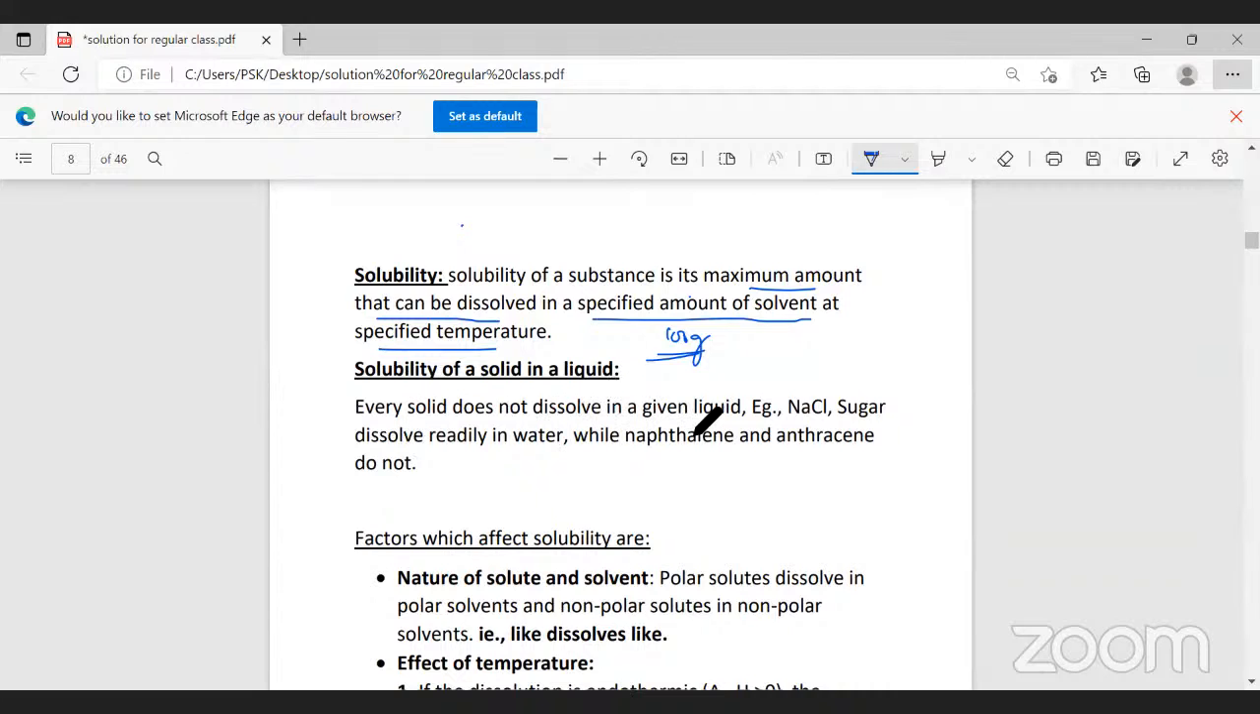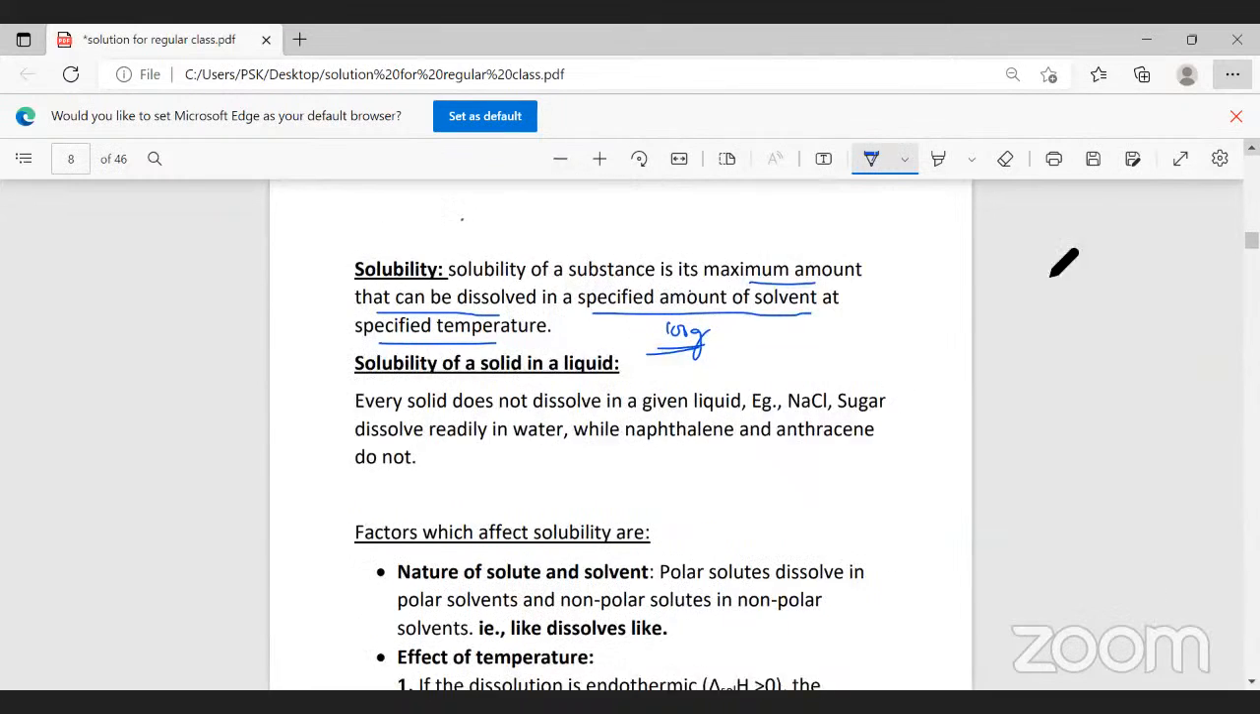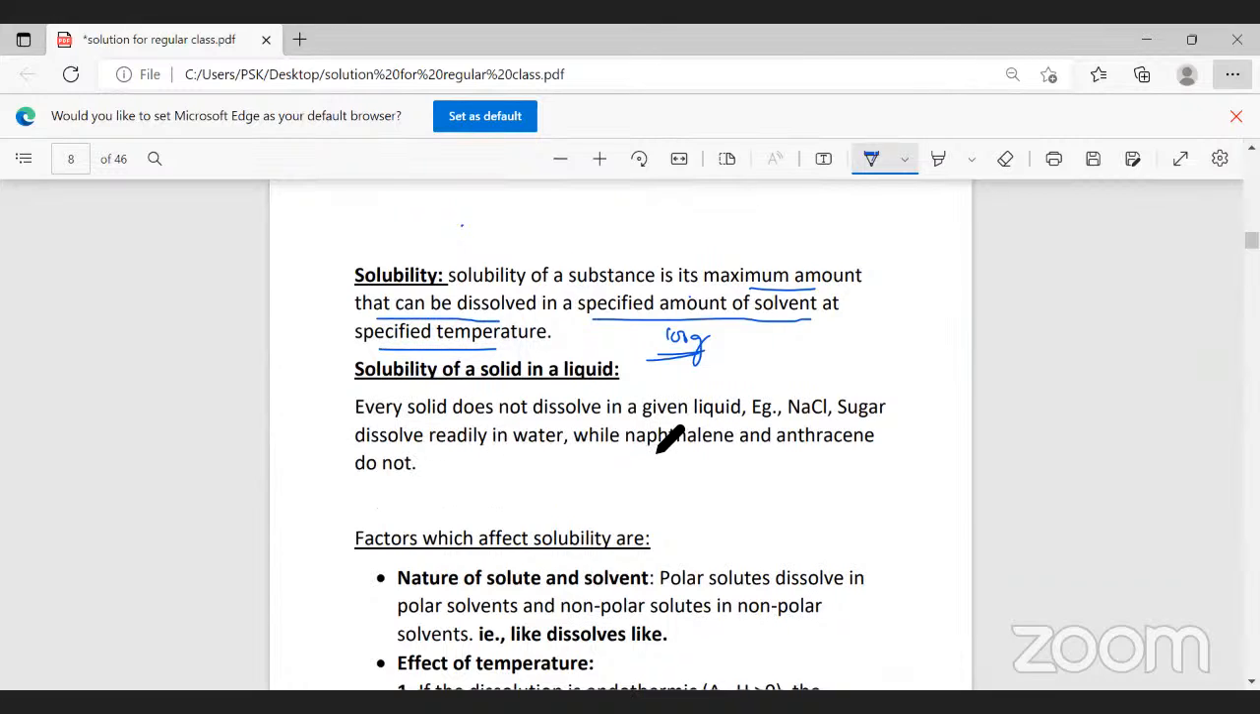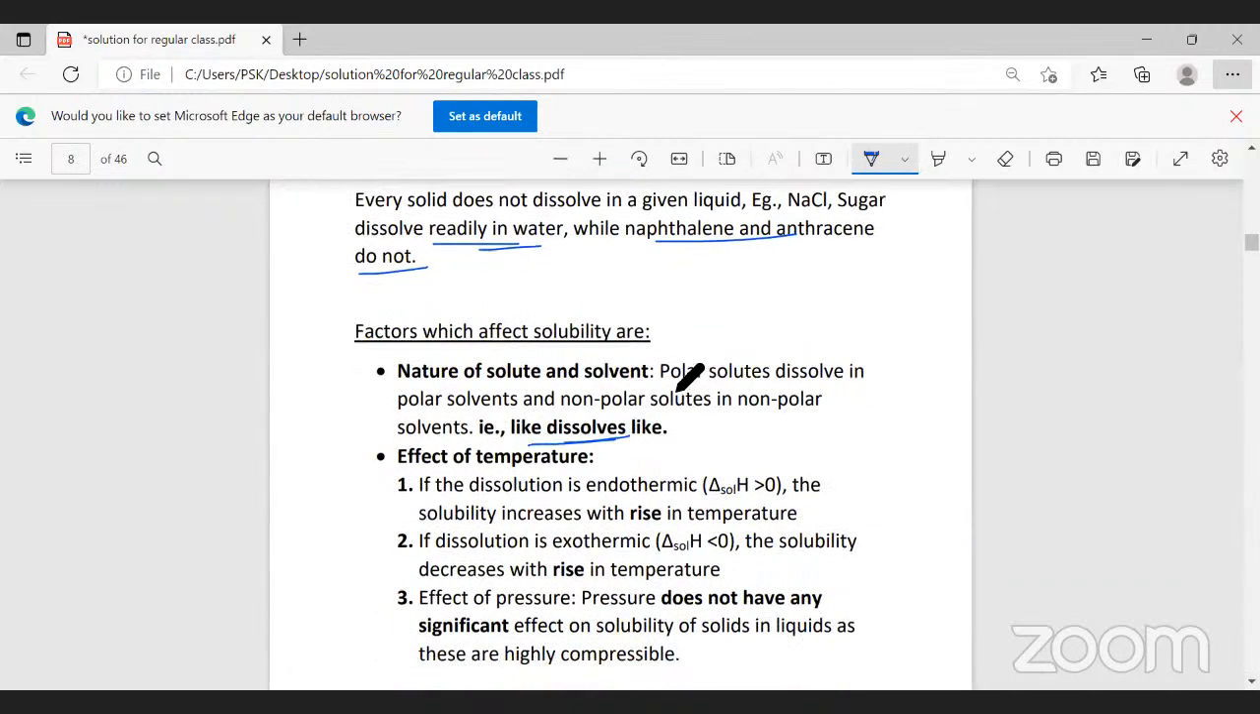Now, solubility of a solid in liquid. Every solid does not dissolve in a given liquid. We learned it yesterday. Sodium chloride and sugar are readily soluble in water, while naphthalene and anthracene are not soluble in water. We learned the factors also, like dissolves like. I told you, polar solutes dissolve in polar solvents. NaCl is a polar solute. Water is a polar solvent. Therefore, NaCl is soluble in water.